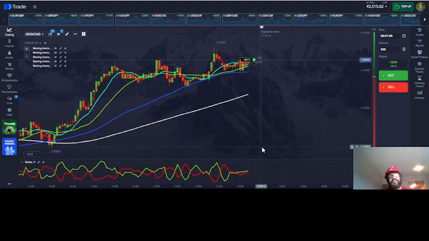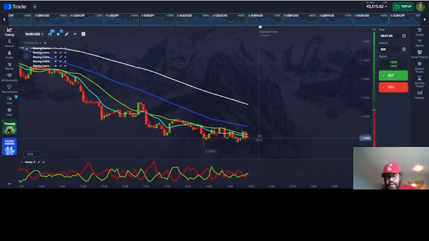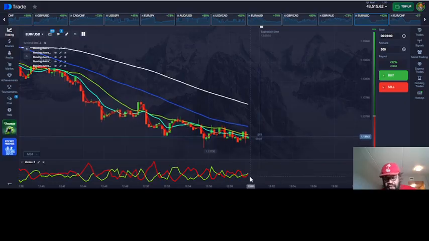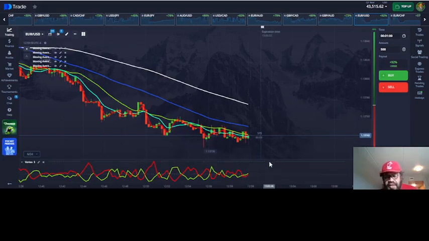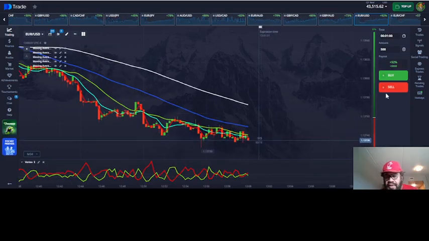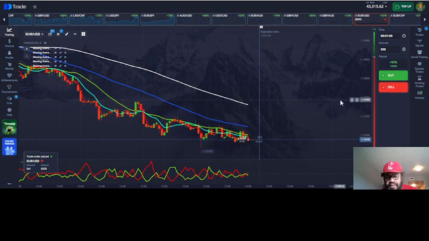Okay, so that trade was in the money. Let me pause the video and look for the next setup. Okay, so I'm watching this currency pair, the Euro US dollar. I'm waiting for the cross of the vortex lines. I'm waiting for the red vortex line to cross above the green vortex line here. Okay, so let's go ahead and take the trade here. All right, so I just took a sell trade here, waited for the vortex cross.